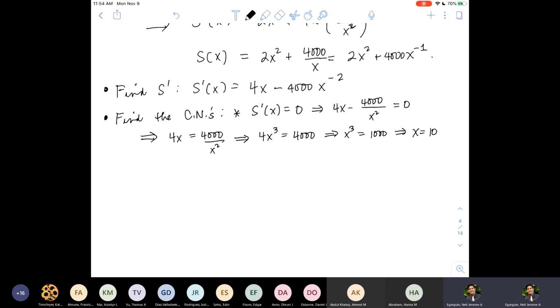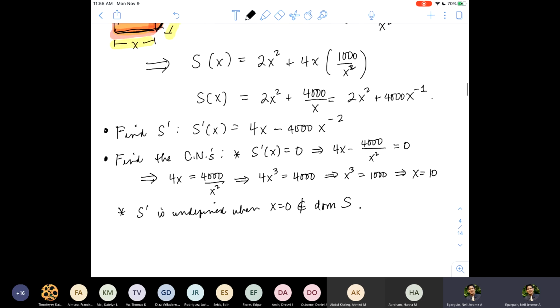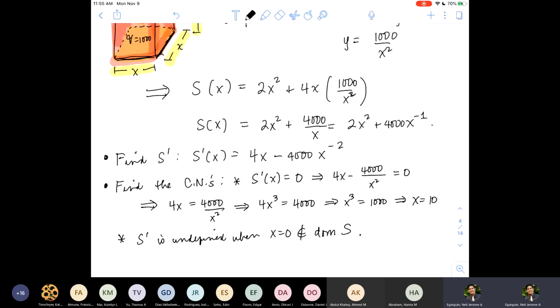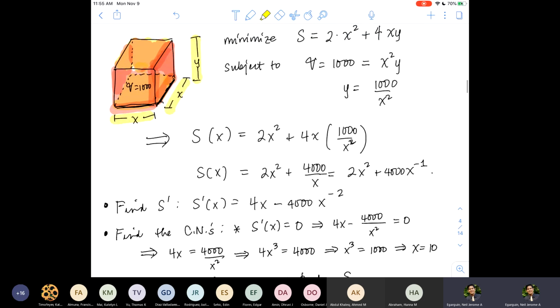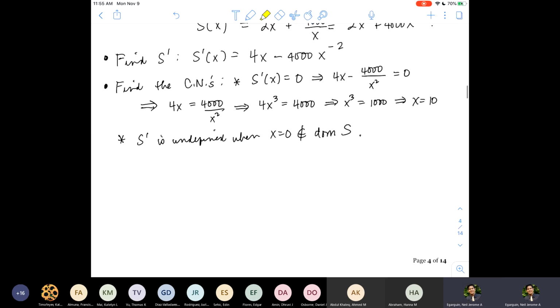Okay. And the other critical number possibly will come from when S prime is undefined. It is undefined when x is 0, but this is not in the domain of S, right? Why is x equals 0 not in the domain of S? Because the problem will not make any sense if you put x equals 0. If x is equal to 0, then that means that the volume of the box will be equal to 0, and it doesn't make any sense, right? So we can disregard that. So we only have one critical number, x equals 10.